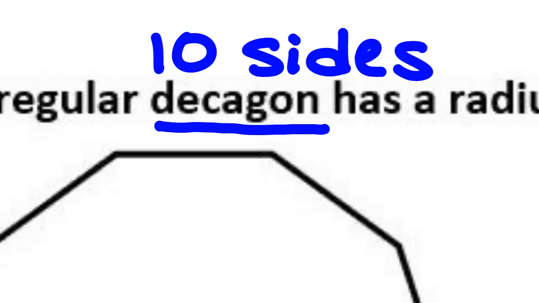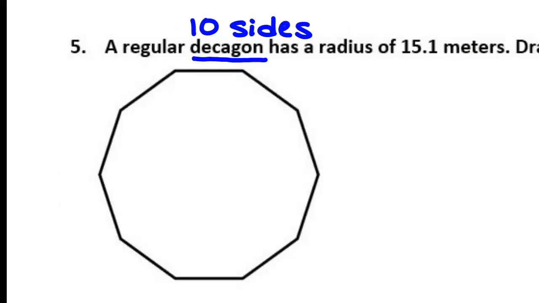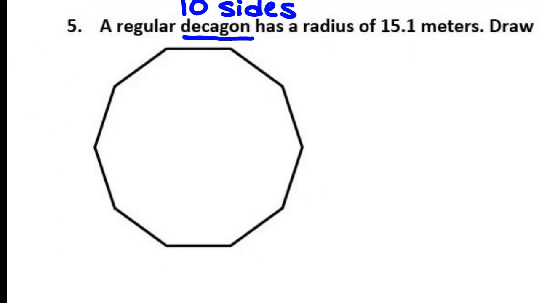It has a radius of 15.1 meters. A radius goes from the center to a vertex, center to a corner. So I'm going to draw one in. And because they've given me the radius, let me write that in here, 15.1. I know I'm going to have to draw in another radius. So that will also be 15.1.